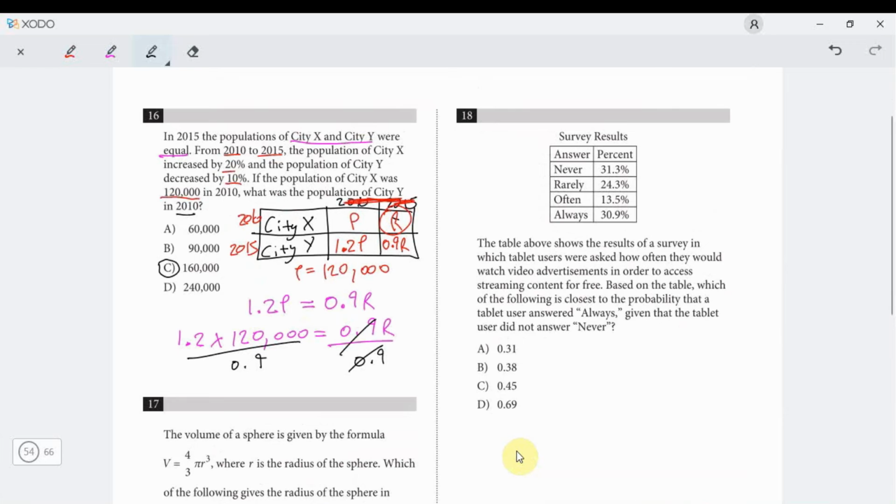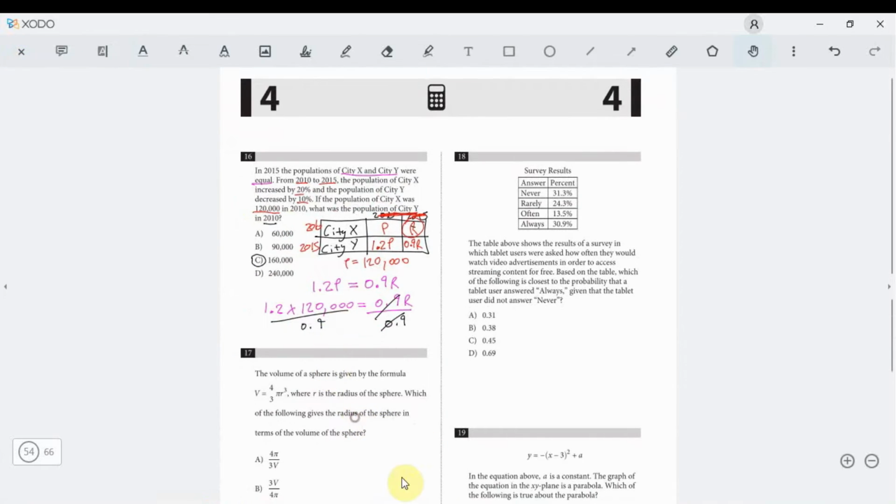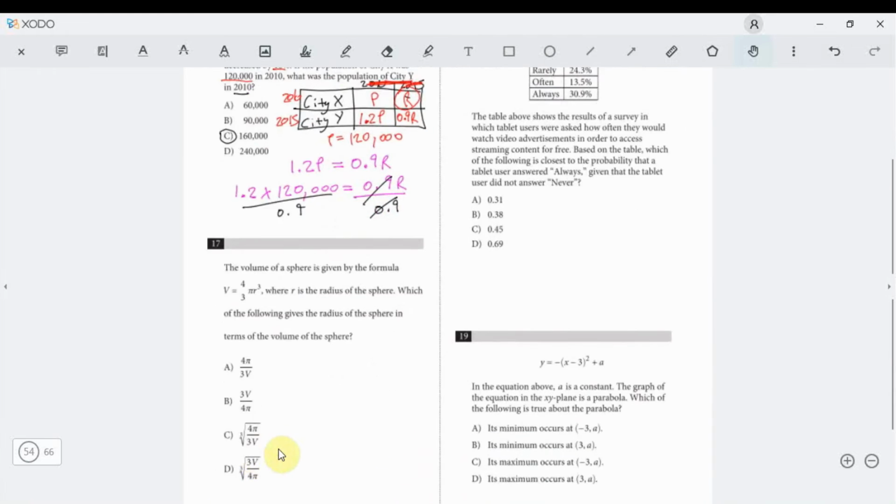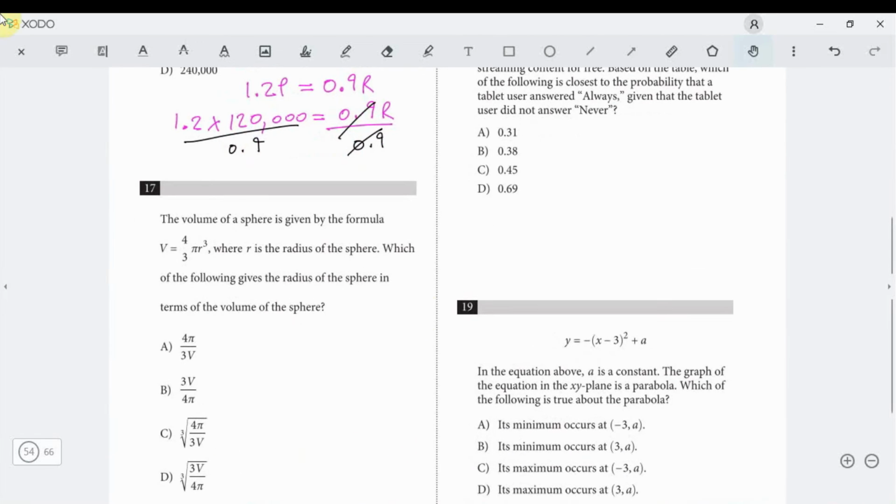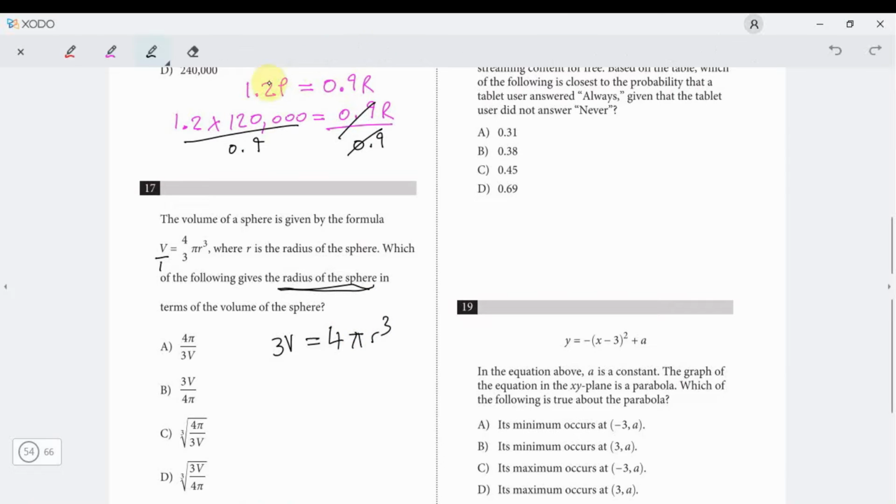Number 17 says the volume of a sphere is 4 over 3 pi r cubed. Which of the following gives the radius of the sphere in terms of the volume? So make r the subject, no problem. If we cross multiply, put this as V over 1 and cross multiply, this is saying 3V is equal to 4 pi r cubed. Then of course we can divide both sides by 4 pi.